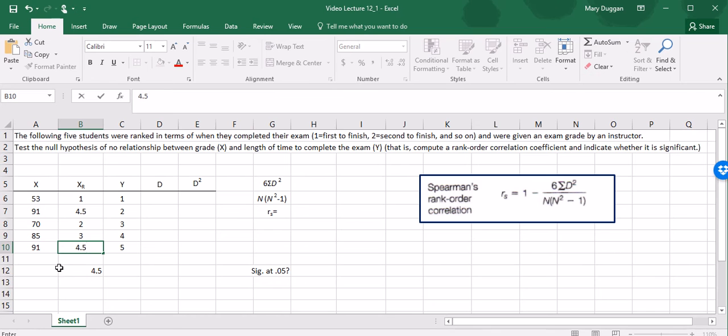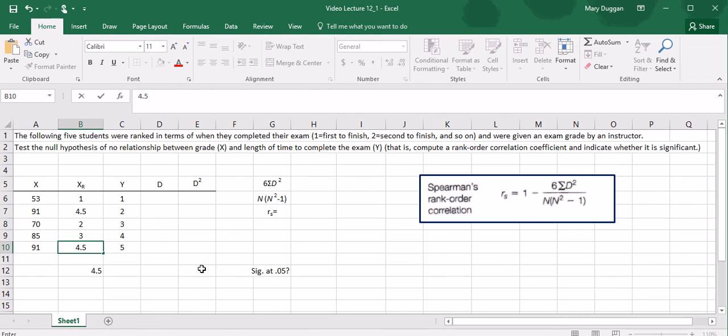Now, if we had a score that was higher than 91 in this group, instead of having that score be number 5, that score would be number 6, because these 2 scores, even though they say 4.5, represent the 4th and the 5th ranks. And so the next score, if we had another one higher, would be ranked with a 6.